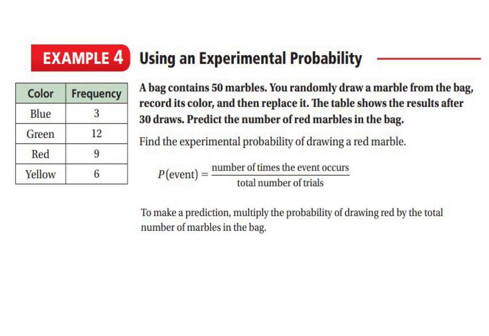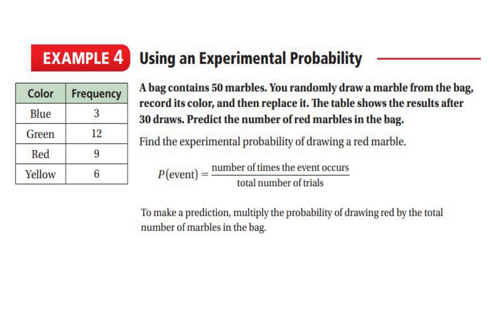Now for our final example, we're going to use experimental probability. A bag contains 50 marbles, and you randomly draw a marble from the bag, you record its color, and then you put it back in the bag. The table shows the results after 30 draws. Predict the number of red marbles in the bag.